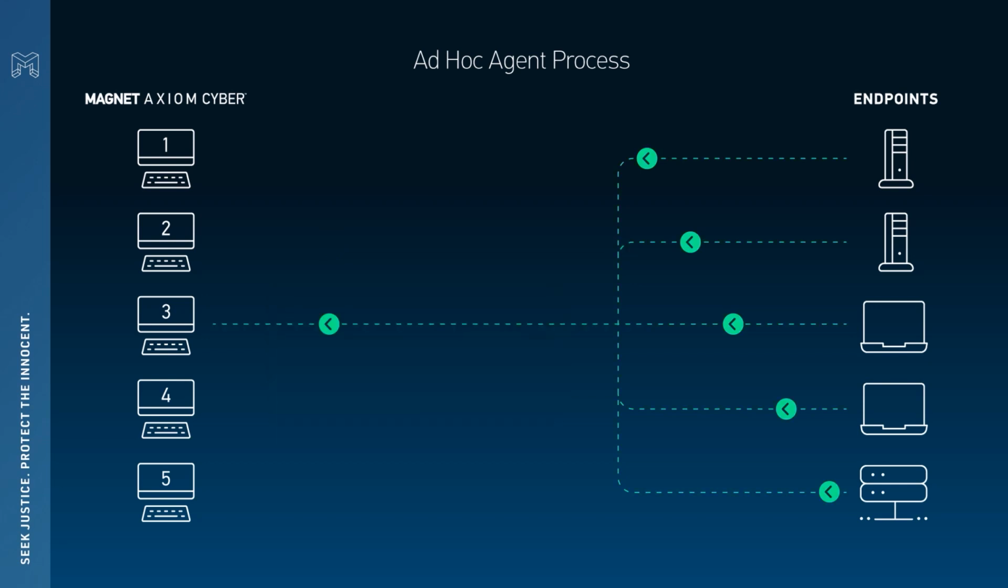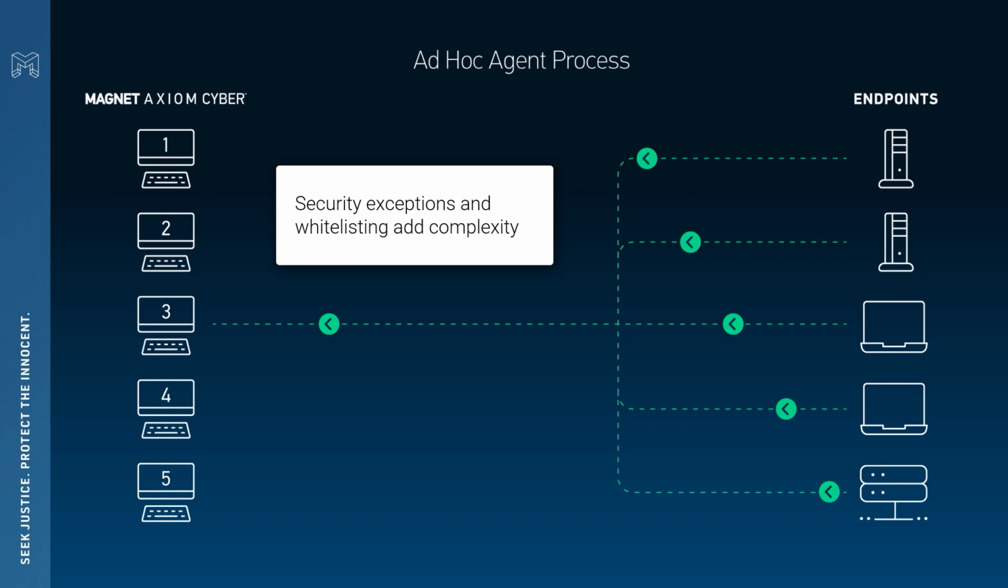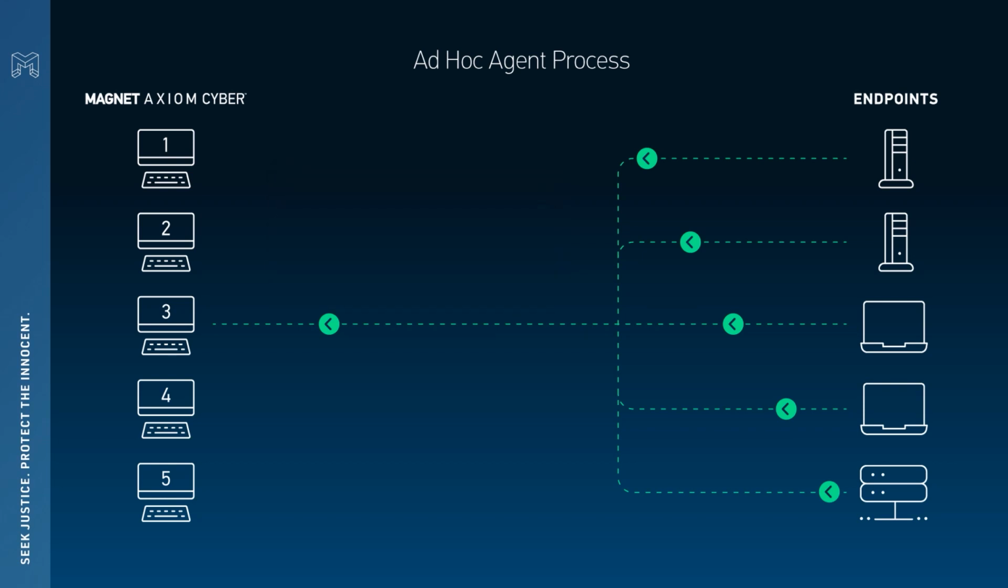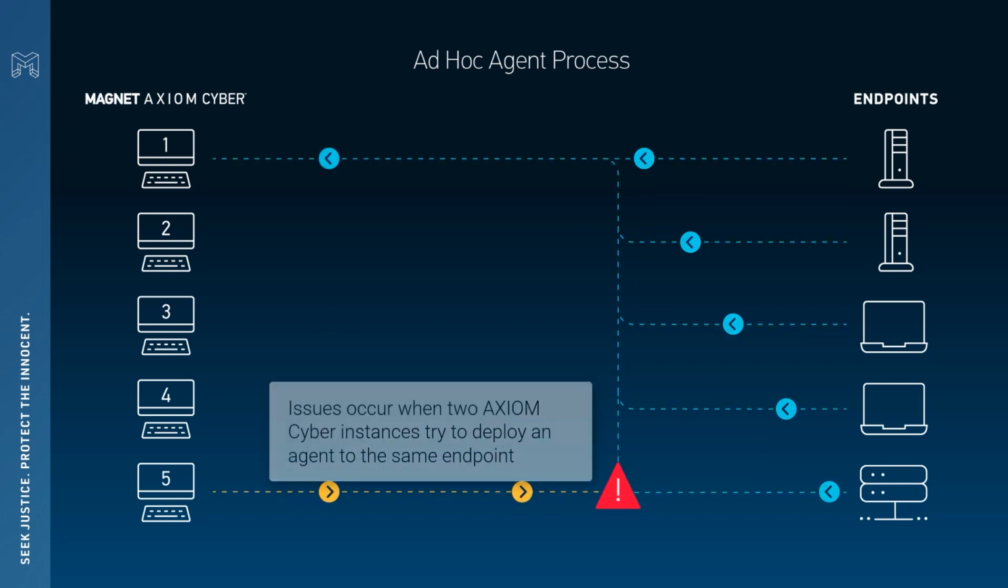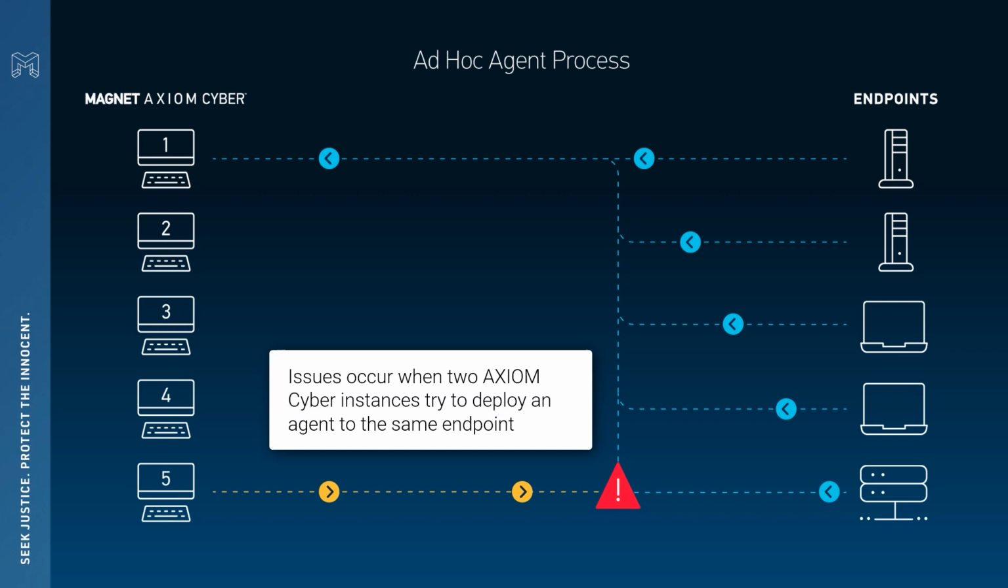We've also heard that some security exceptions and whitelisting add complexity to your deployment workflows. We understand that not all of you are on the same team as your security folks, and even if you are, it still can be a bit of a hassle making sure that you have 5 different unique agents that are whitelisted and have exceptions. So we wanted to address all of these challenges and risks that you've encountered. And of course, another issue that we've heard is that when 2 Axiom Cyber instances try to deploy an agent to the same machine, well, you get in a bit of a car wreck.